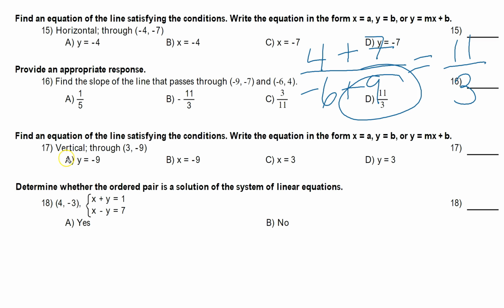Now here we want a vertical line through this. Vertical lines are x equals a. And what is our a value here? Well, it's 3. So it'll be x equals 3.